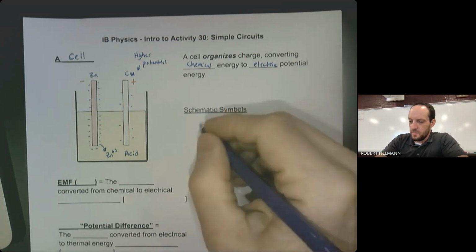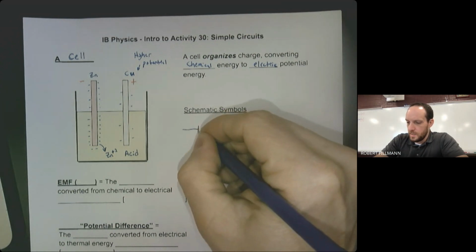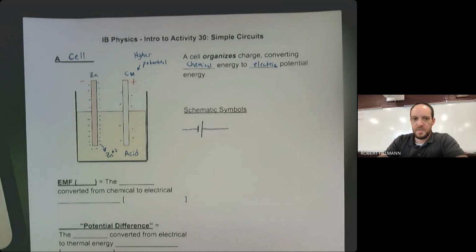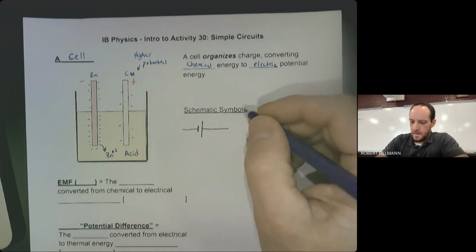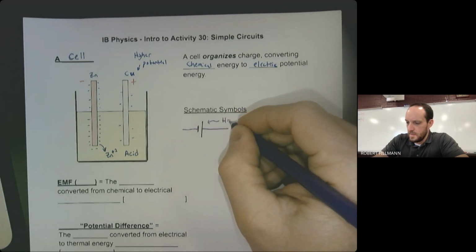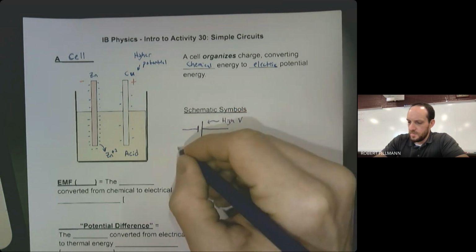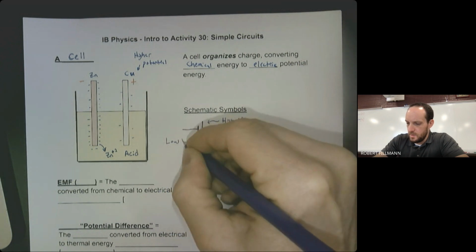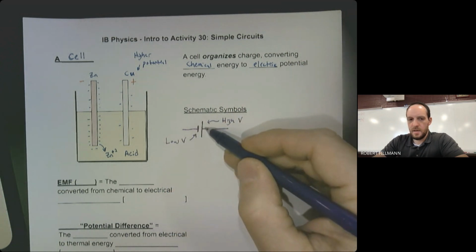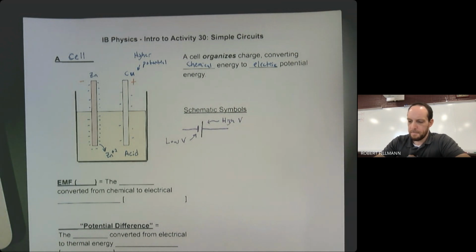The schematic symbol for a cell looks like a short line and a long line representing the low and the high potential side of the battery. You can remember that because the long line is higher, so we have a higher potential. The short line represents the lower potential side. So this may be the zinc, and this may be the piece of copper.